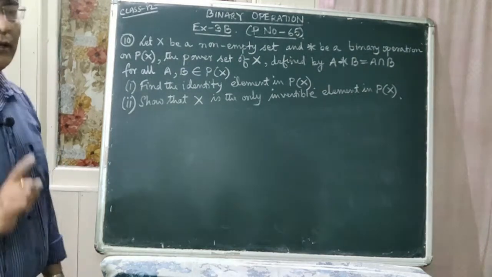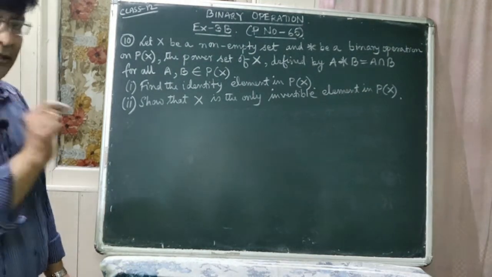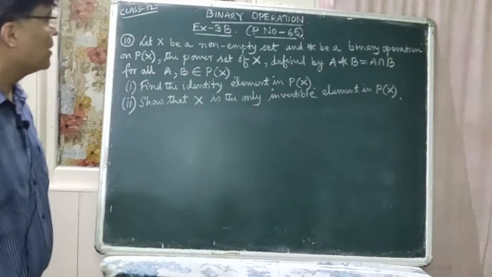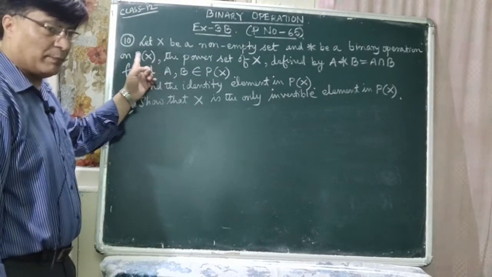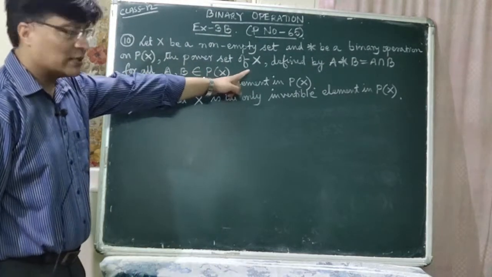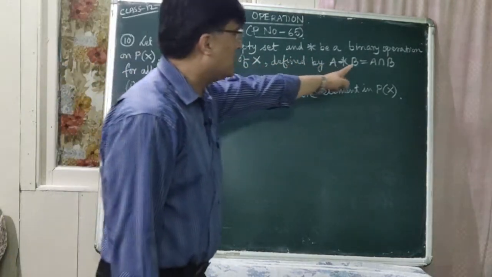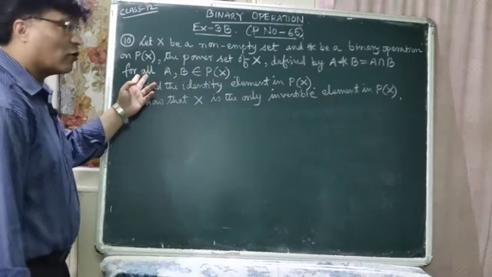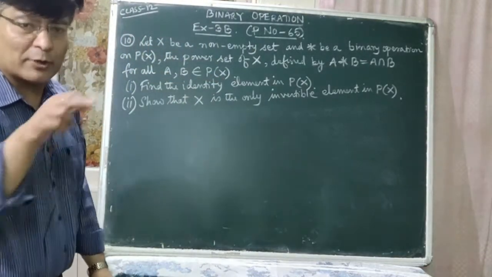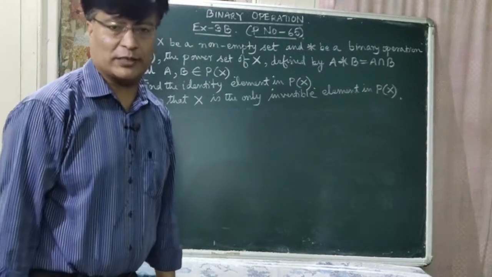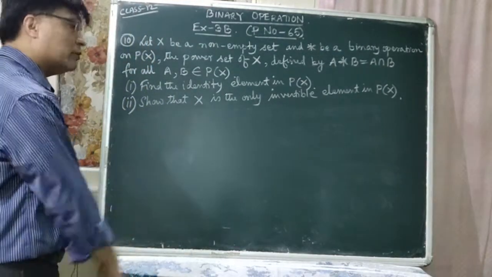Let capital X be a non-empty set, that is, there are some elements in the set X, and star be a binary operation on P of X. P of X means the power set of X. It is defined by A star B is equal to A intersection B for all A, B belonging to the power set of X.